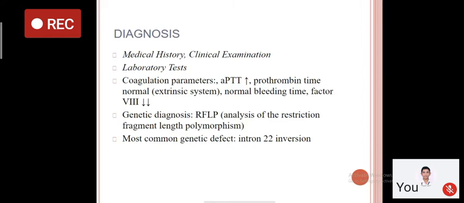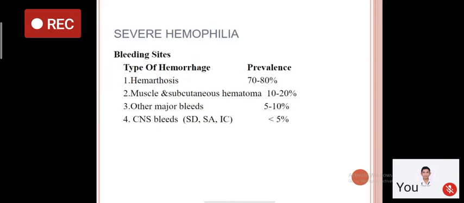Then the bleeding time is also normal, and if we go for the factor assays, then in patients with hemophilia A, the factor concentration or the factor levels are less than normal, and depending upon how low the levels are, we will classify it accordingly. Then genetic diagnoses are also available, and the most common genetic defect isolated is the intron 22 inversion.